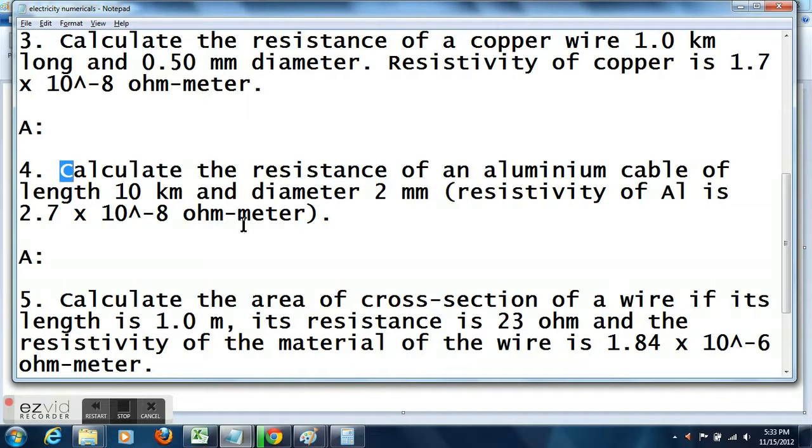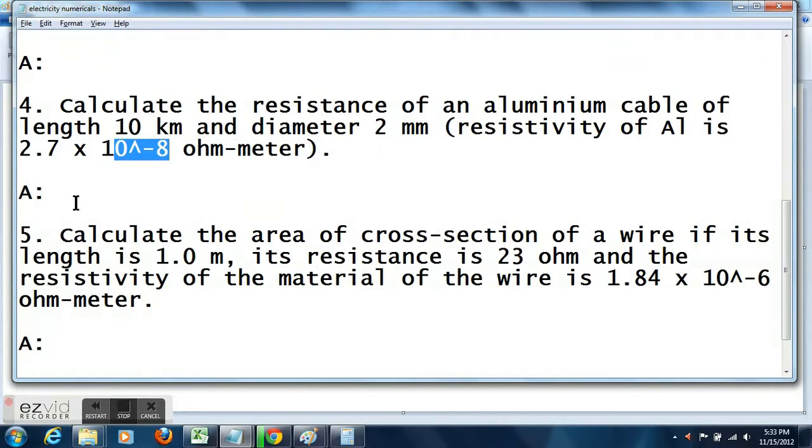Let me read the next problem. Calculate the resistance of an aluminium cable of length 10 km and diameter 2 mm. Resistivity of aluminium is 2.7 into 10 to the power minus 8 ohm meter. Okay, now you can solve, and let me read the next one.